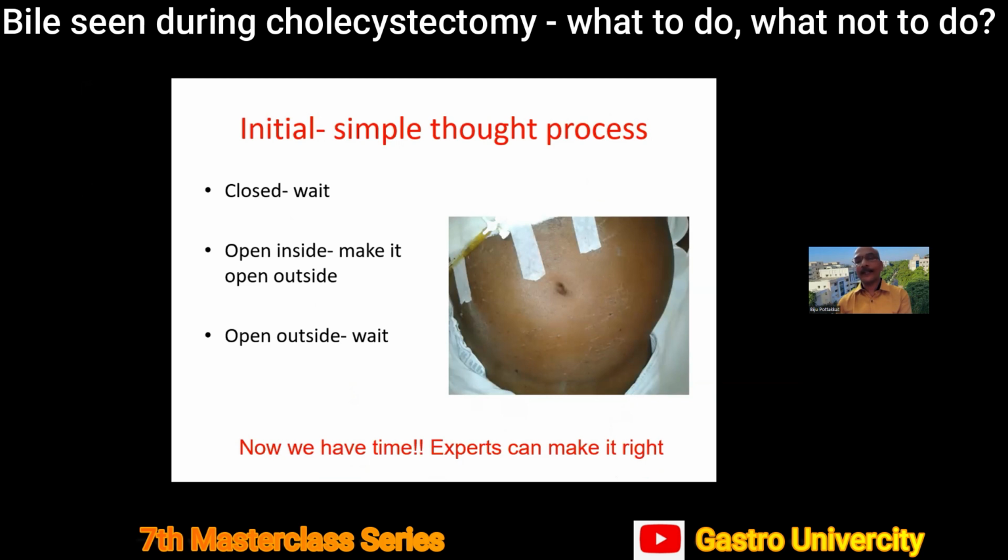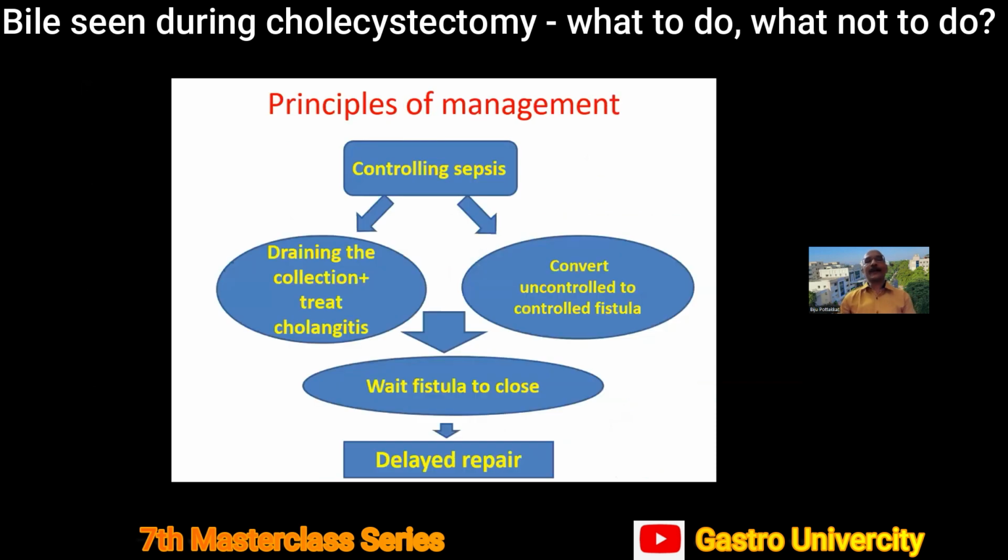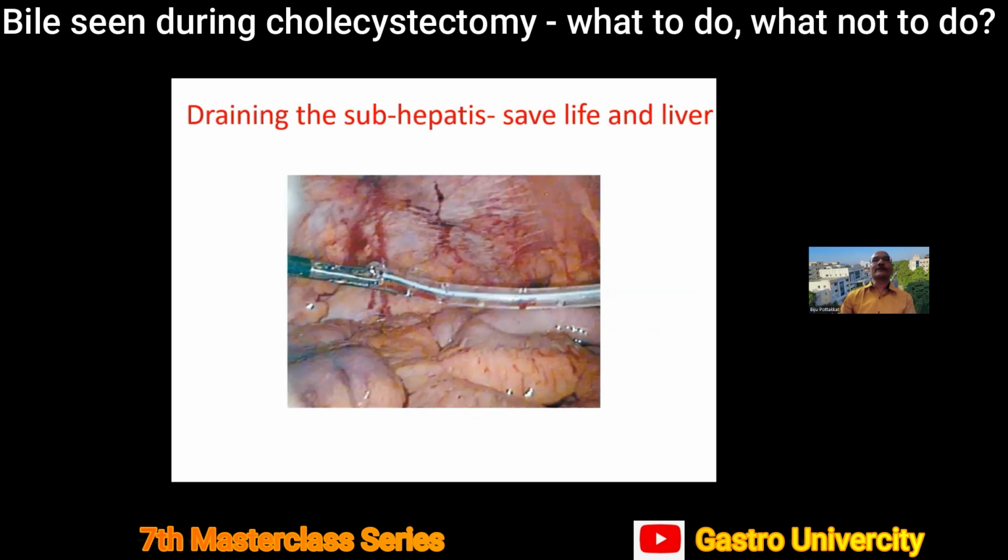Now we have time, and experts can make it right. It is not mandated that you should make it right; we have experts to make it right. The initial part should be to avoid mortality and control sepsis. So the key for all bile leaks on the table, whether you identified it or not, is draining the subhepatic space. It's not exactly draining the injury or near the injury. It is draining the subhepatic space.